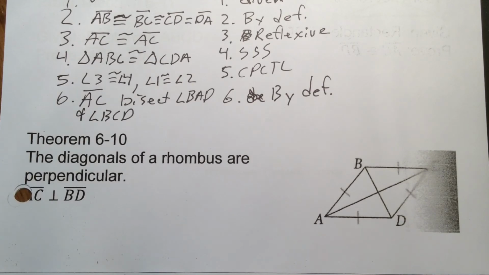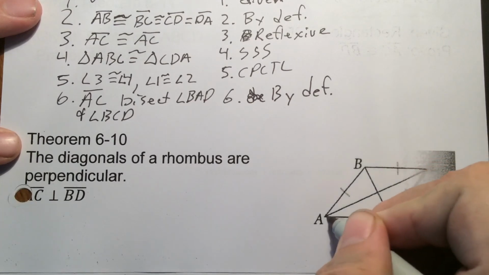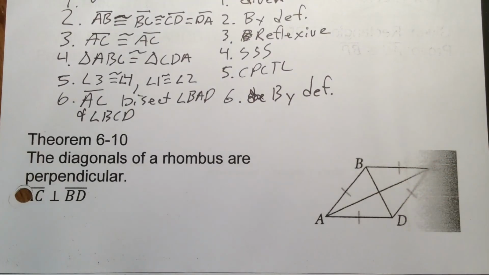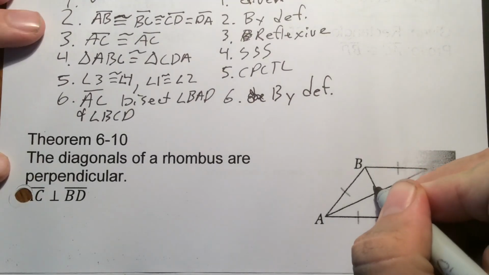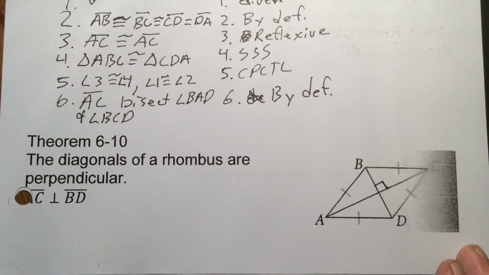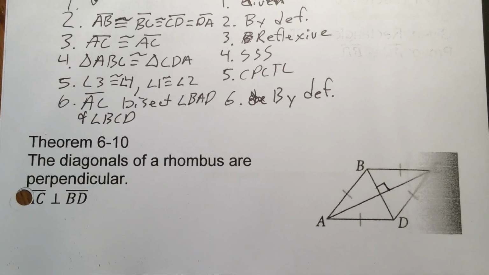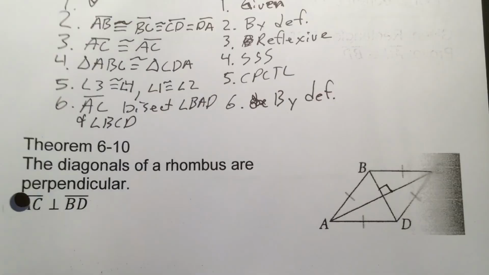So, Theorem 6.10: the diagonals of a rhombus are perpendicular. So these diagonals, as they cut through, not only are they going to bisect each other because it's technically a parallelogram, but where they bisect will be a 90-degree angle, where they come together. That's the difference with a parallelogram compared to a rhombus here. Rhombus sets it apart by saying that will also be 90 degrees.